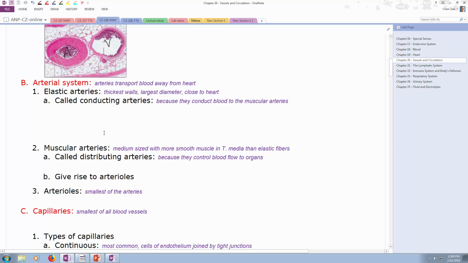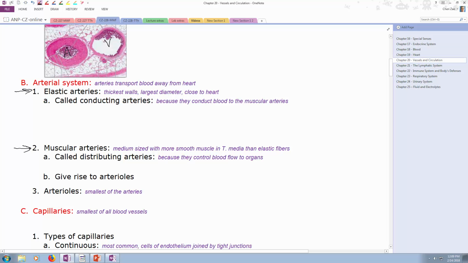Let's take a look at the arterial system. Arteries always take blood away from the heart. We have two main arteries, and then we have the smallest of these arterial structures, arterioles, and we'll talk about them in just a moment.